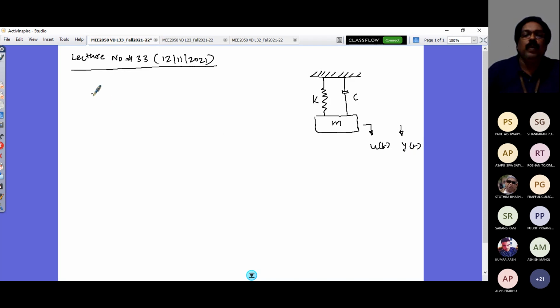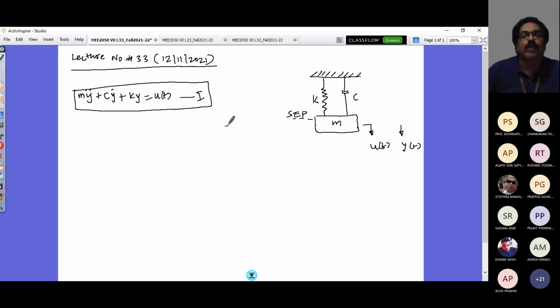I know my governing equation can be obtained by applying Newton's second law from its static equilibrium position. If this is its static equilibrium position, and we have done all that in the first module, the equation is m y double dot plus c y dot plus k y equals u of t. So this is the governing equation, and this governing equation is what I want to represent in state space form.